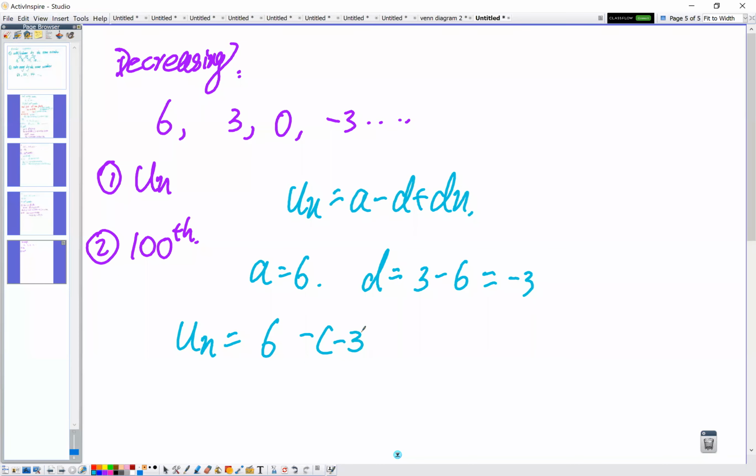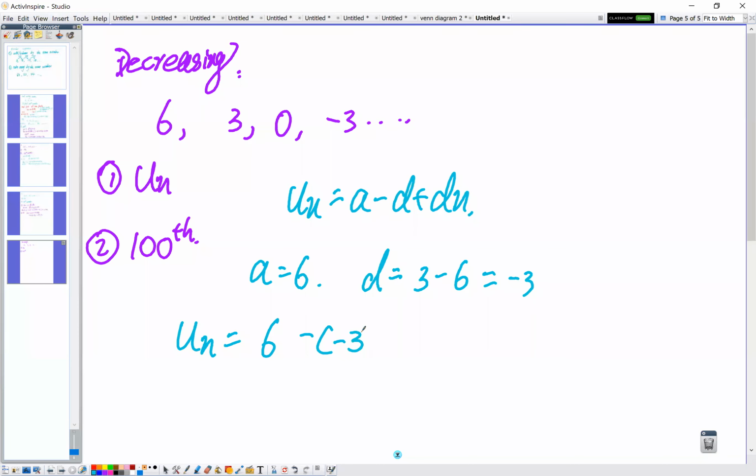Second, the question asks you, the reason why some of your answers are wrong is because d is always the second number take away the first number, but some of your answers make it a big number take away a small number. That cannot be right. So we can work it out. n equal 100, so un becomes 9 take away 3 times 100. It becomes 9 take away 300, which becomes minus 291. That's how you work it out.